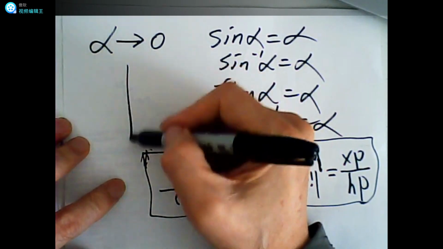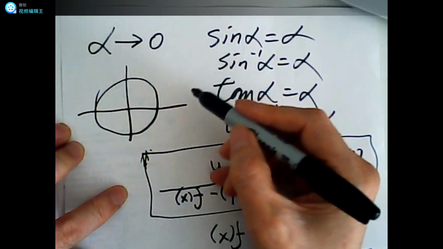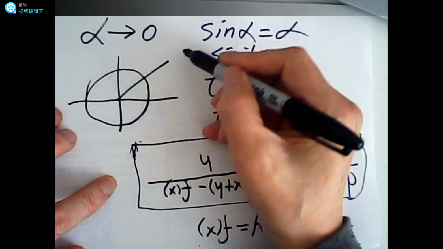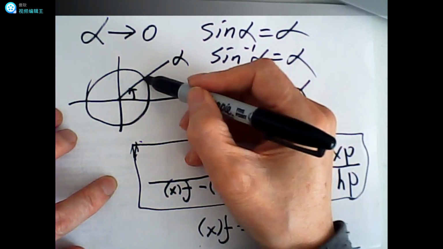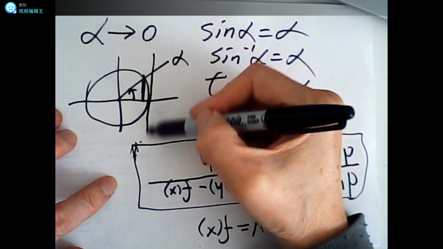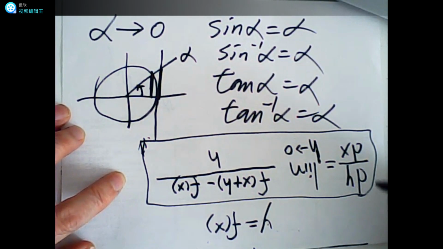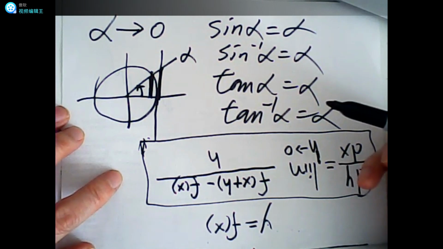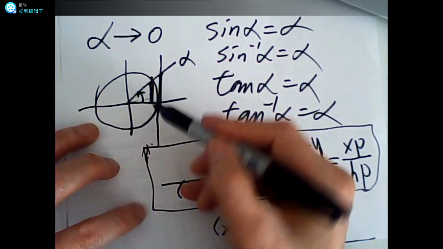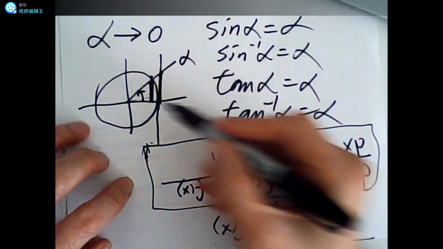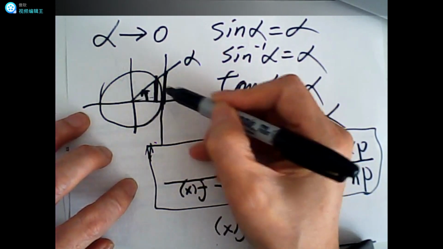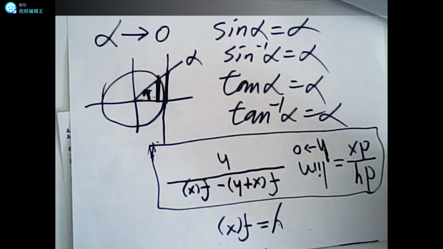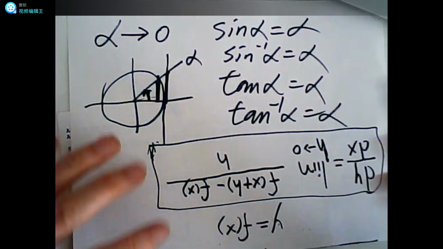Well, we can see that from the unit circle, right? This is a unit circle, and this is alpha, right? This is alpha, and this is sine alpha. This is tangent alpha. When alpha is approaching zero, this is approaching zero. This is approaching zero, and when the angle is very small, there's no difference. Because in the unit circle, this angle is equal to this length, and the angle is very small. They're almost the same.